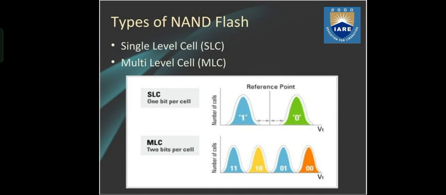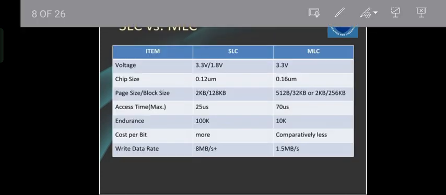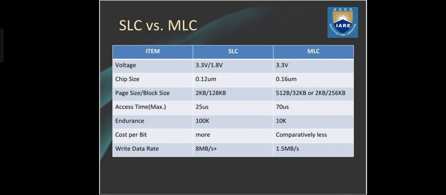Types of NAND flash: single level cell, SLC, or multi level cell, MLC. SLC versus MLC. The voltage is 3.4 by 1.5 for SLC and 3.3 for MLC. The chip size is 0.12 µm in SLC and 0.16 µm in MLC. Page size or block size is 2 KB to 128 KB in SLC. In MLC it is 512 bytes to 32 bytes, or 2 KB to 256 KB.